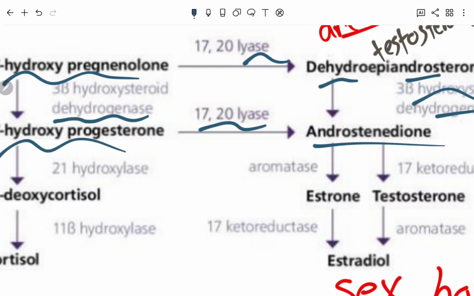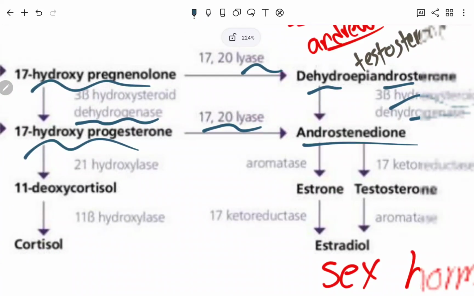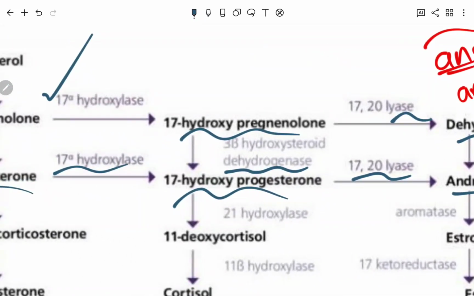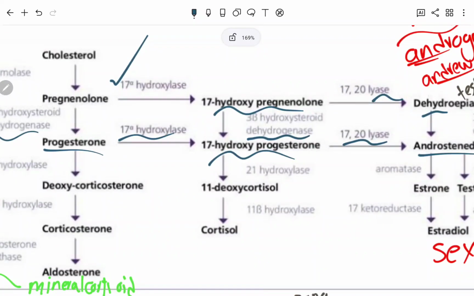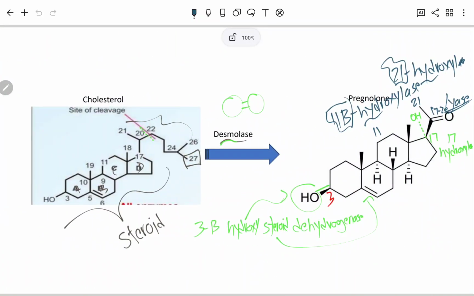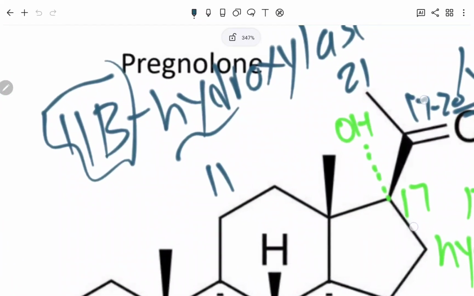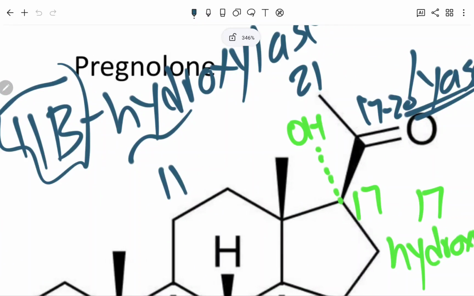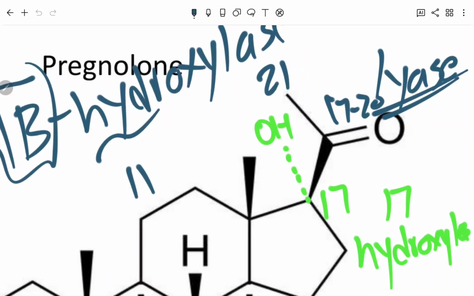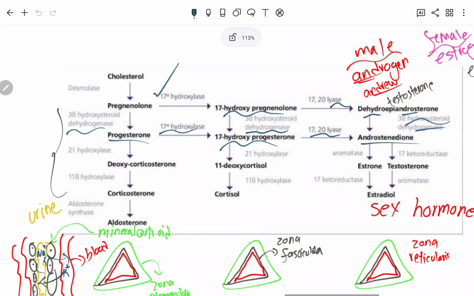Please pay attention to this. Have you noticed that we can't undergo the lyase step before the 17-hydroxylation step? You see, that's a pattern. The lyase enzyme can't function without hydroxylating the 17 carbon first. Why? Because only when you hydroxylate the 17 carbon would the rest of the hydrocarbon tail be unstable enough for the lyase enzyme to separate it and remove it from the steroid nucleus. So the lyase step can't precede the 17-hydroxylation step.